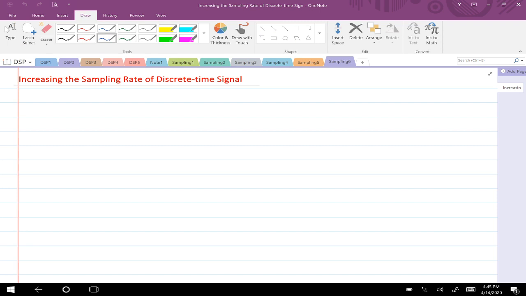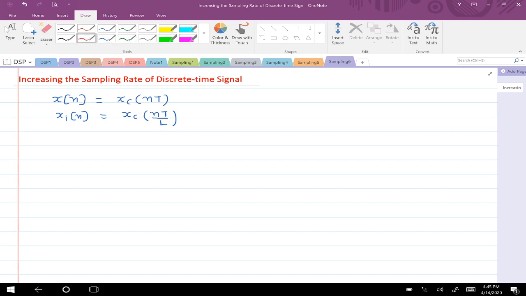Assume you had obtained x of n initially, which is obtained by sampling the continuous time signal with a time period of T. Now you have increased the sampling rate by a value L, which means this is equivalent to obtaining samples at this one. Your T here is T by L. So the time period earlier was T.